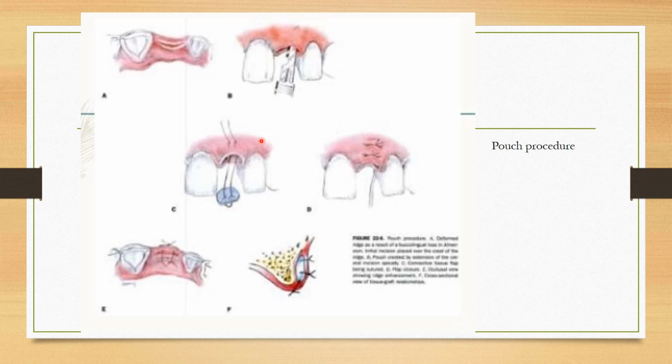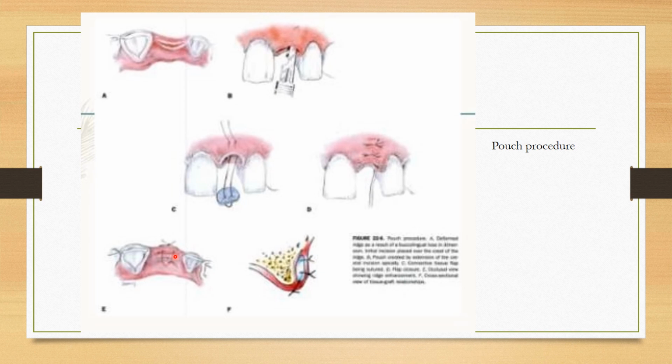There is another technique, the pouch procedure. A pouch will be created inside, and a tissue can be taken from the palatal side or from the other side, then placed as a pouch. This can be platelet rich fibrin also, or alloderm can be used. It will be sutured inside the pouch and sutured outside. See, it will be sutured outside.